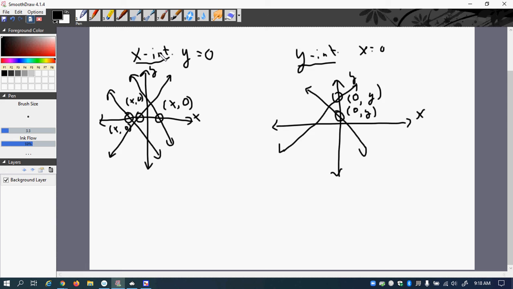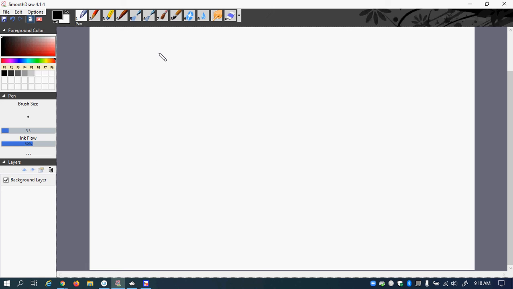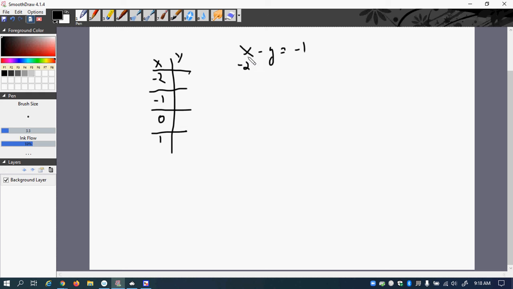Okay, so let's look at a table. We're going to use a table to find the intercepts. Here's x and y, and let's say that x is -2, -1, 0, and 1, and y we don't know, and we're given an equation like x minus y equals -1. If I put in -2 for x, if I move it over, it makes it +2, so that gives me 1, but then we divide by a negative, so that gives me -1. And then if I do -1, that makes it +1 here, which is 0.